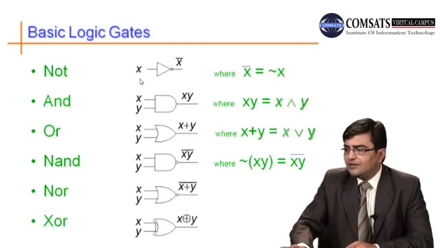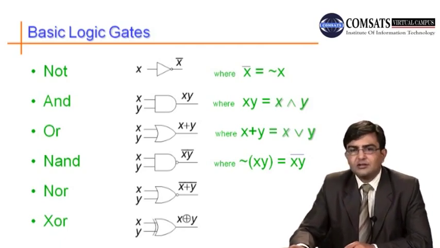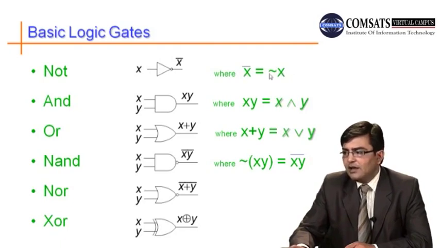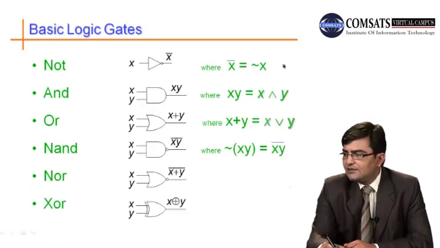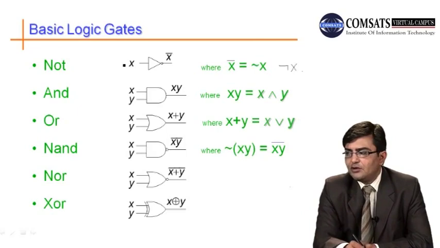As you know, the NOT logical connective is applied to only one proposition. So x is the input, and the output is represented by x bar, or tilde x, or not x, as I have told you. So if the input of this NOT logic gate is x, then its output is x bar, or you can write it as not x.